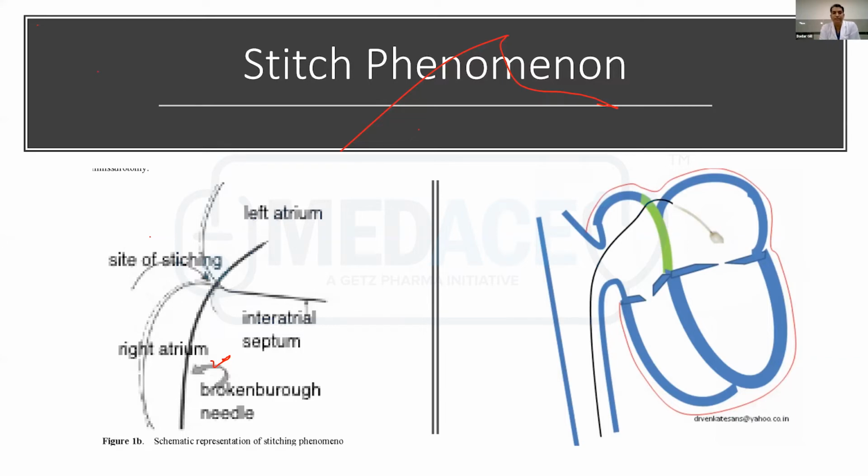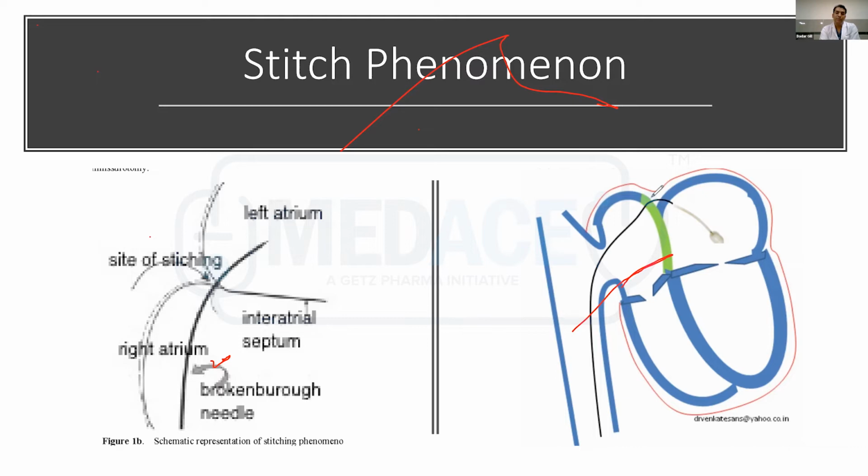So this is basically the stitch phenomena. If we see that this is the position of the interatrial septum, and there is a significantly dilated LA, this LA will build a folding on the RA, and there creates an invagination of the pericardium, and there is a space between LA and RA.